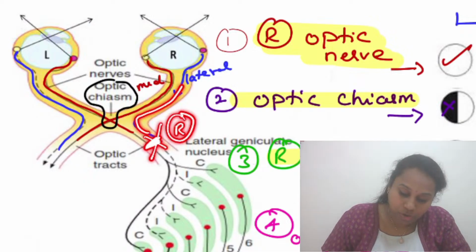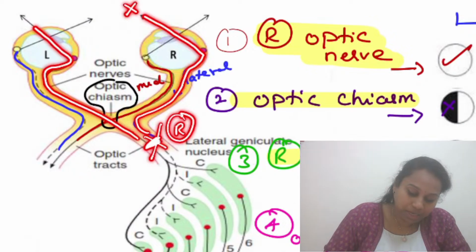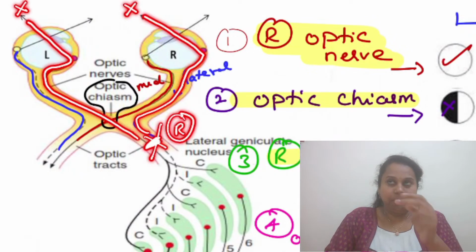Lateral fiber, the uncrossed fiber from the right eye, which will carry from this field, will be lost. And the medial fibers from the opposite eye carrying from this field will also be lost. So in both eyes, you will not see the left half of the world.